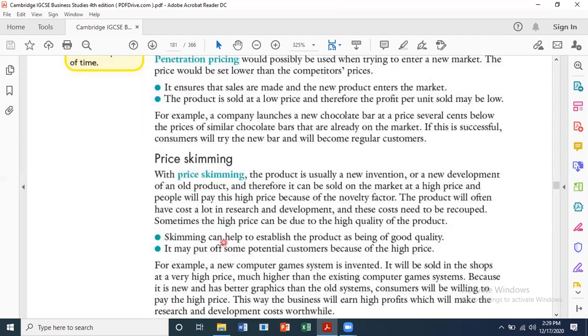So if your product is unique, if you are distinct from your competitors, that would be really feasible for you.